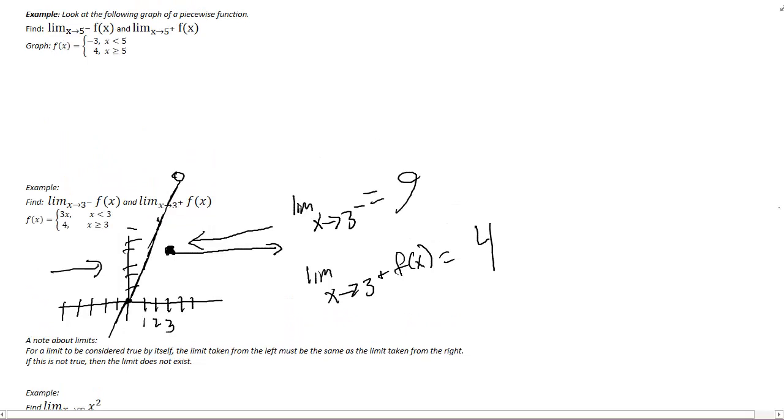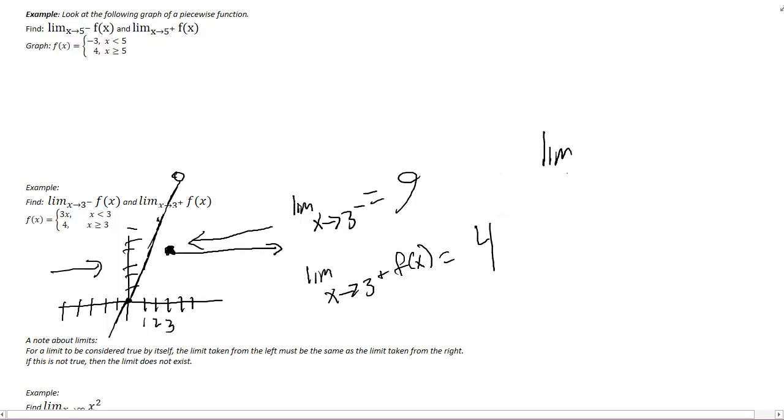And now here's another point about limits. For a limit to be considered true by itself, the limit taken from the left must be the same as the limit taken from the right. If it's not true, then the limit does not exist. In other words, if we go back to this example right here, the limit from the left was equal to 9, but the limit from the right was equal to 4.